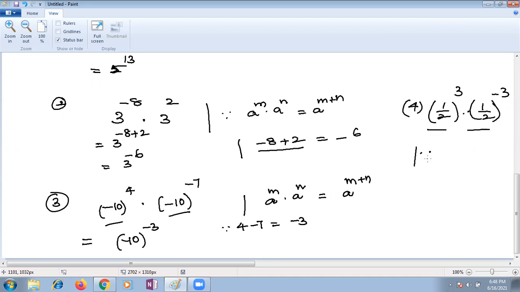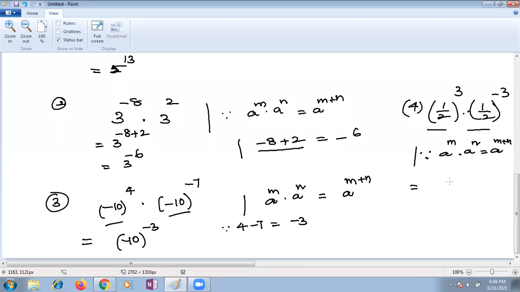What is the law we are using here? a power m, and a power n is equal to? Ma'am, we should do 3 minus. Listen, first tell the formula. a power m and a power n. Yes. So now come on, next give the question.